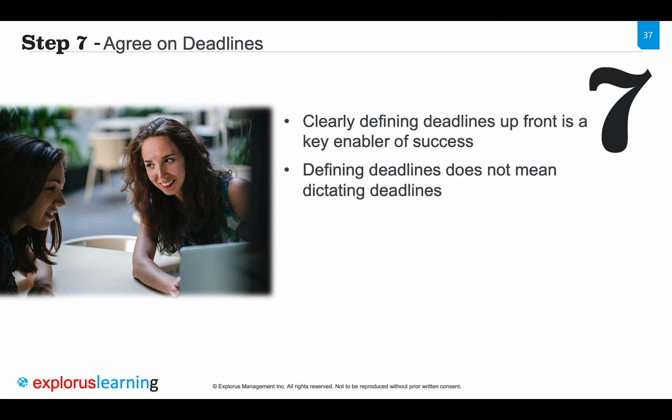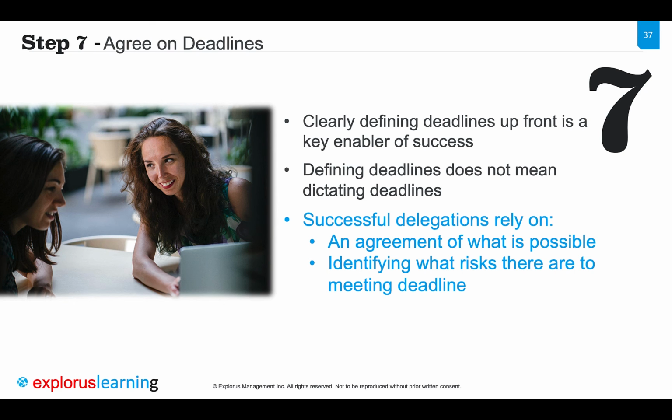Clearly agree on deadlines. This is step 7. This is a key enabler of success, and defining the deadlines does not mean dictating the deadlines. Successful delegations rely on an agreement of what is possible and identifying what risks there are to meeting the deadline.